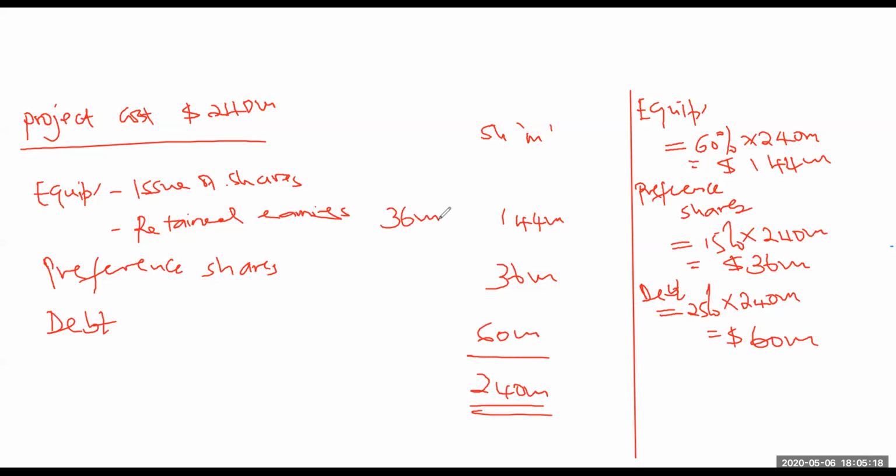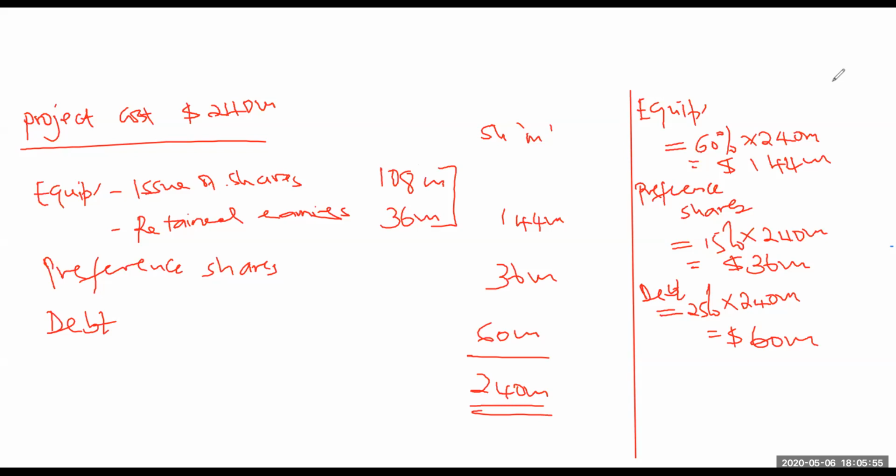Now, from the equity, it is 144 million. From retained earnings, that's 6. Therefore, how much is going to be from the issue of shares? Simply the balance, to give us 108 million. Don't forget, 144 is the sum of these two: from retained earnings as well as from the issue of new shares. So that is as per note 5.